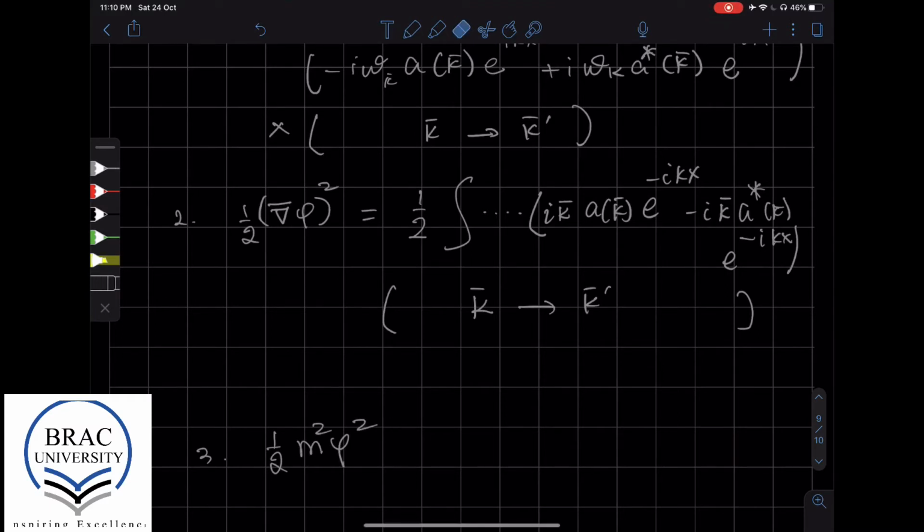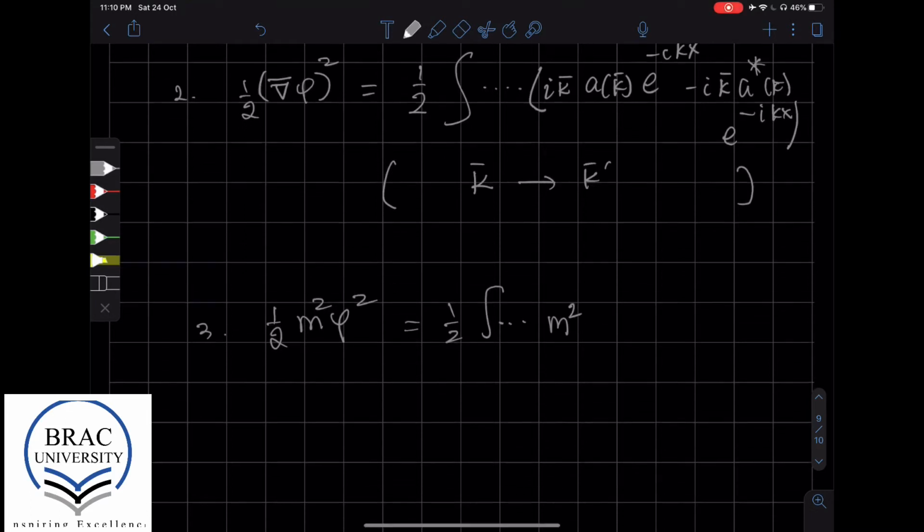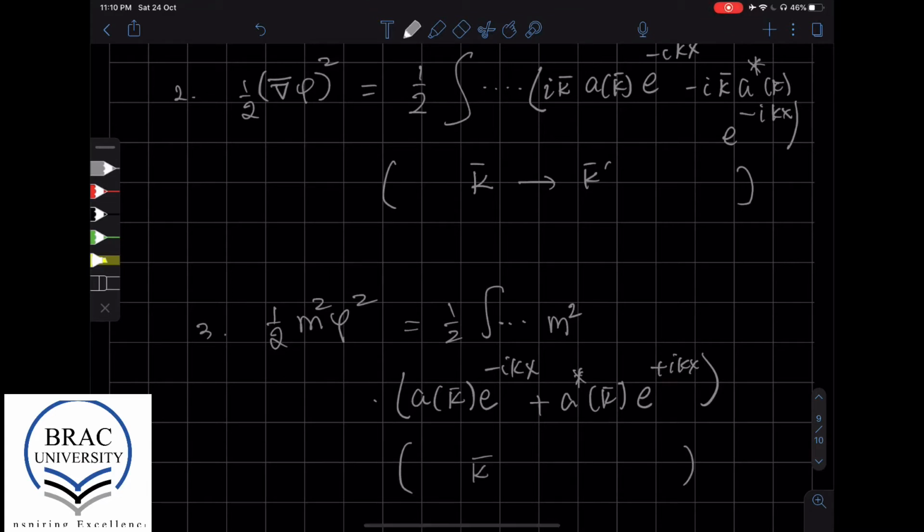And for the mass term, again, we are going to have the same measure, and then we are just going to have the mass squared factored out, and then we're just going to have the usual expression for phi. So we're going to have a(k) e to the power minus i kx plus a star(k) e to the power plus i kx, and then times the same thing, but with k replaced by k prime. So these are the three terms that go into the Hamiltonian.